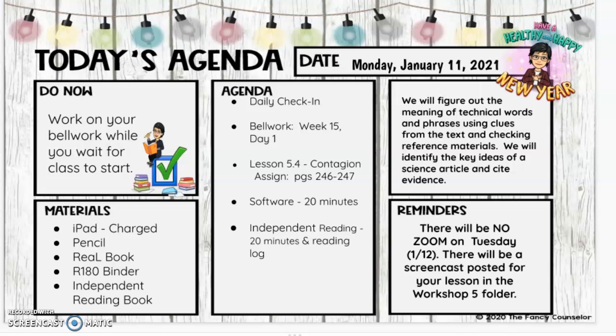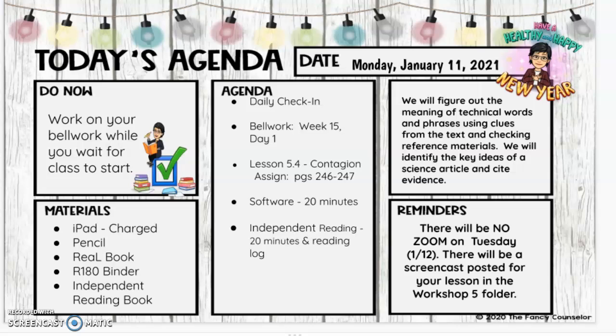week. Now, if you look on the daily agenda, I would like you to make sure you do your daily check-in. Today we are doing day 1, week 15. Now, because this week is a short week, we will only be doing 3 days of bell work. You will only see those assignments in Schoology.